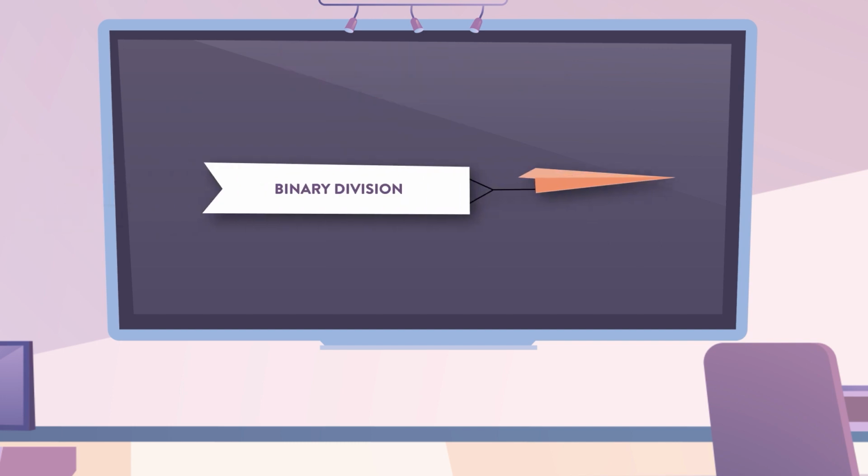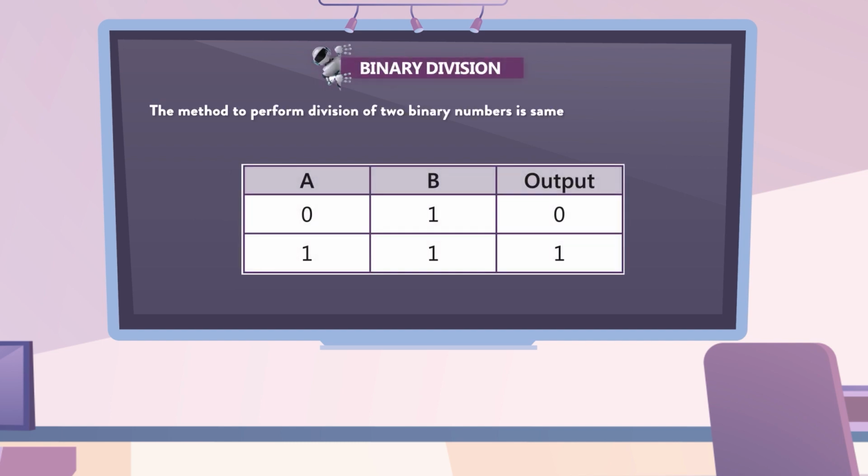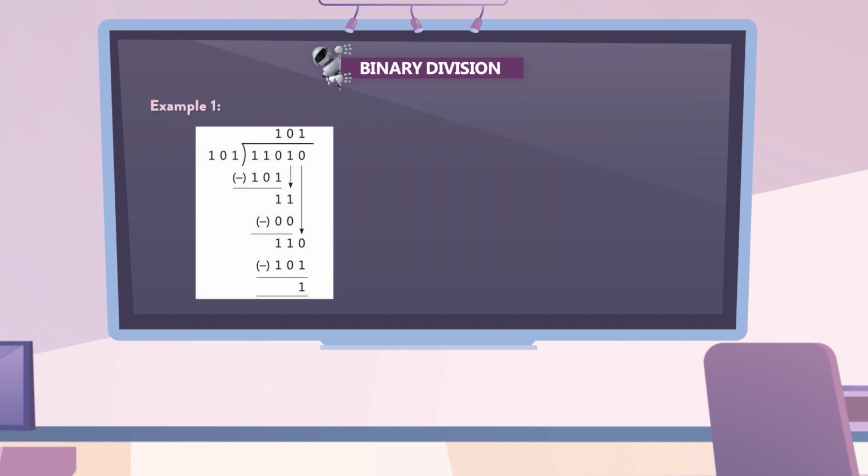Lastly, in our chapter, let's see binary division. The method to perform division of two binary numbers is the same as that of decimal numbers. An example is to compute this number with this.